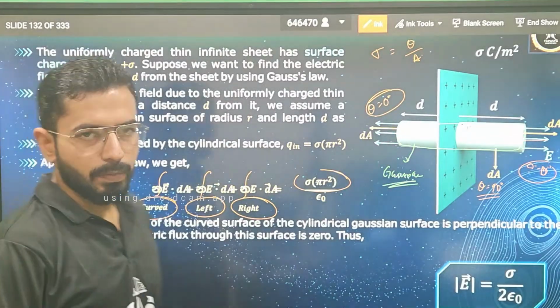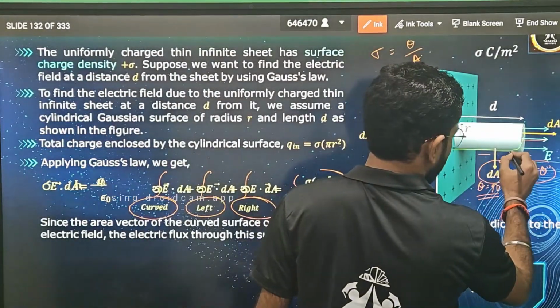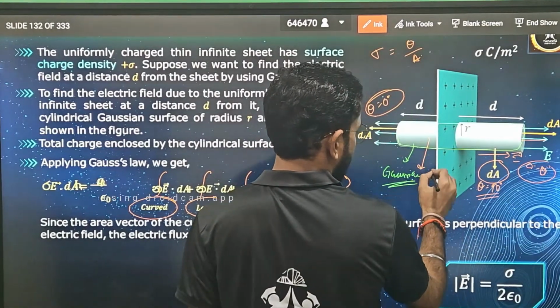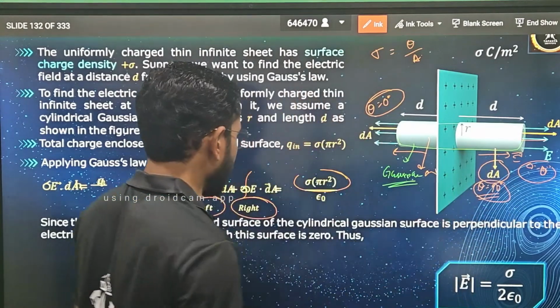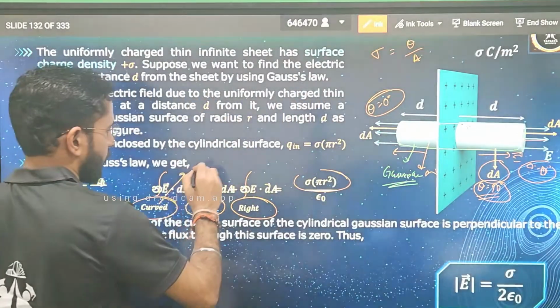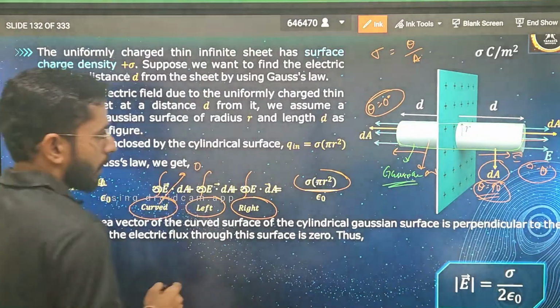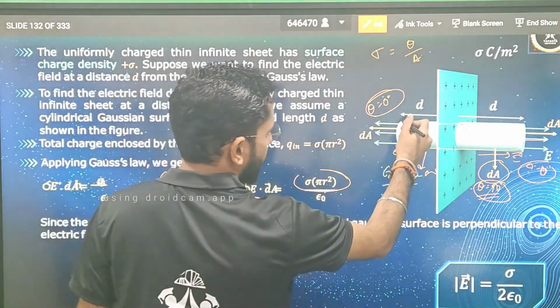For the curved surface, tell me what you will write. This is the curved surface area vector, and this is the electric field vector. And for the other side also, this is the area vector and this is the electric field. Can you say that on both sides theta is equal to 90 degree? That means the flux due to the curved surface will be equal to 0. Now let's understand for these two. What is the area of this cross section?